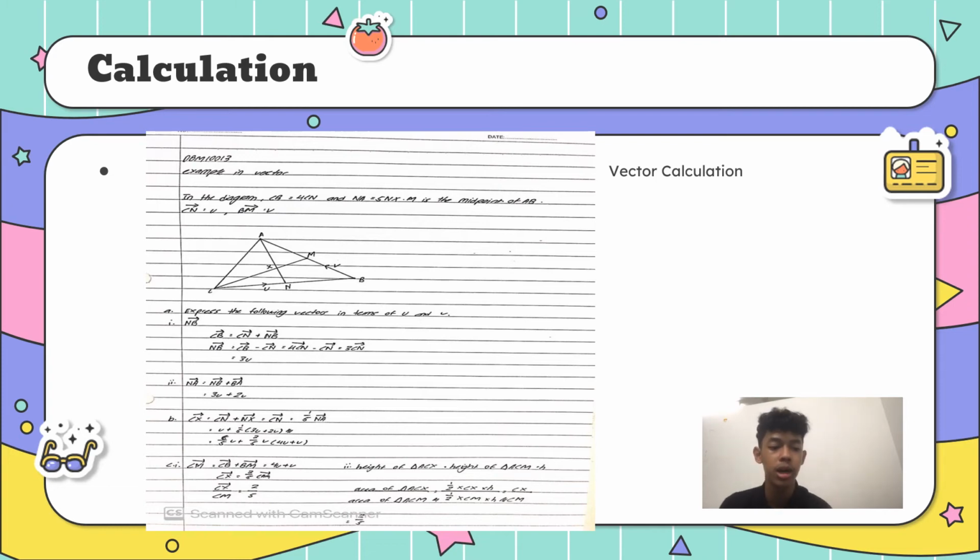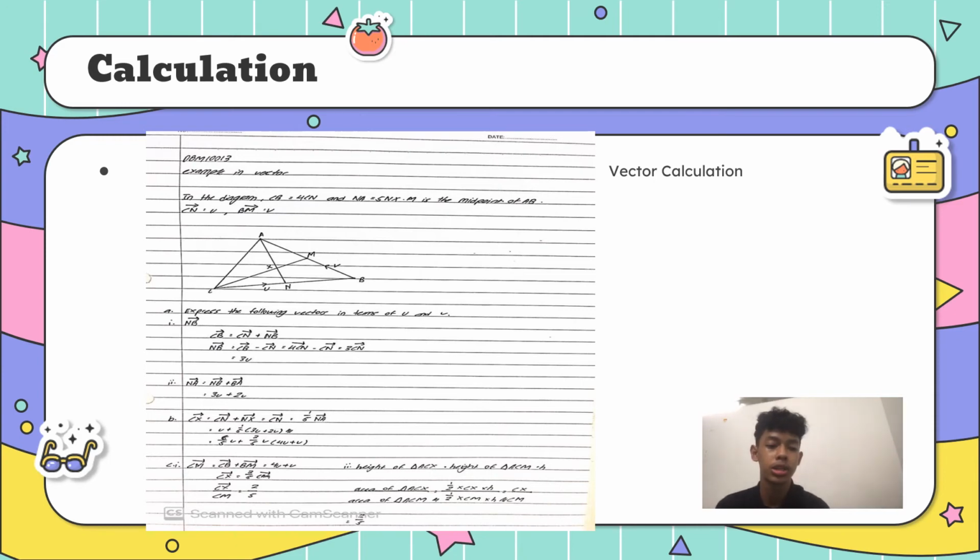So number 2 is simple. We're going to search for NA. So NA on the diagram, we can look at NB plus BA. So it's simple, just 3u plus 2v.